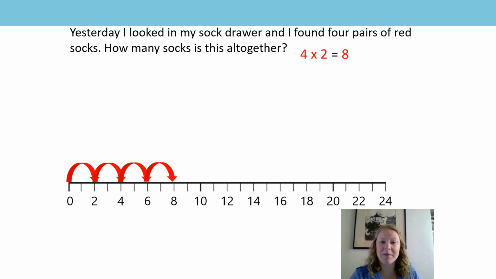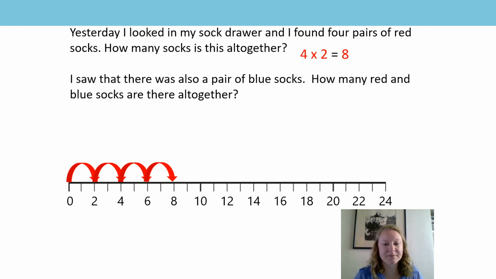And this is how we might write it in an equation. 4 2s are equal to 8. Okay, ready for our next bit? The next part of our question. I saw that there was also a pair of blue socks. How many red and blue socks are there all together? So I've got to put the red socks and the blue socks together.